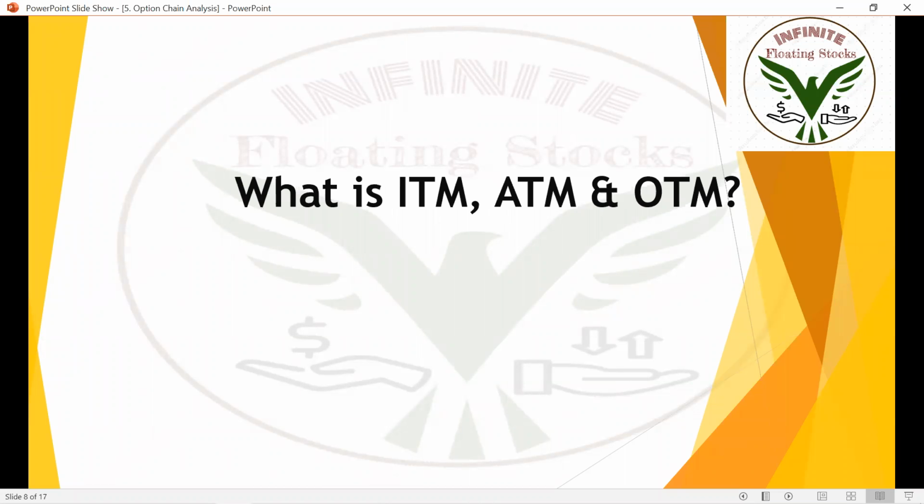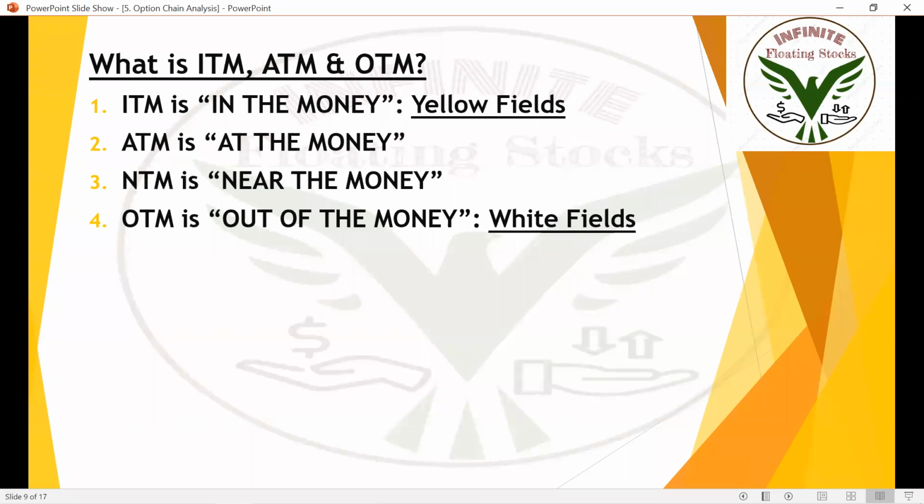So that's about premiums. Now, what is ITM, ATM, OTM? Nothing but in the money, at the money, out of the money. Pretty simple. ITM is in the money, ATM is at the money, NTM is near the money, OTM is out of the money. I repeat: ITM in the money, ATM at the money, NTM near the money, OTM out of the money.